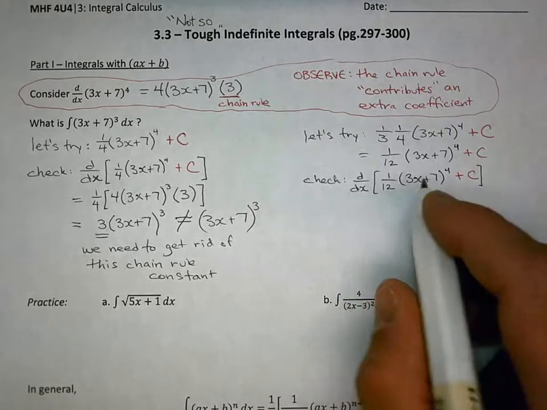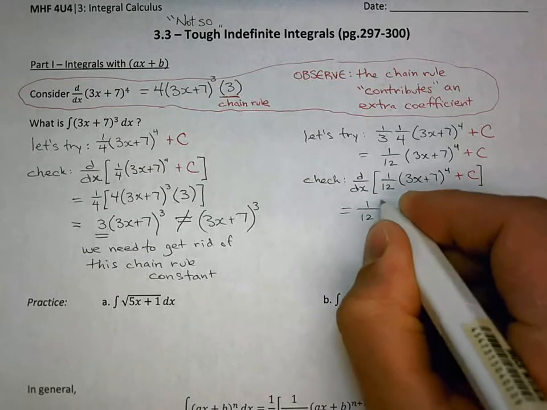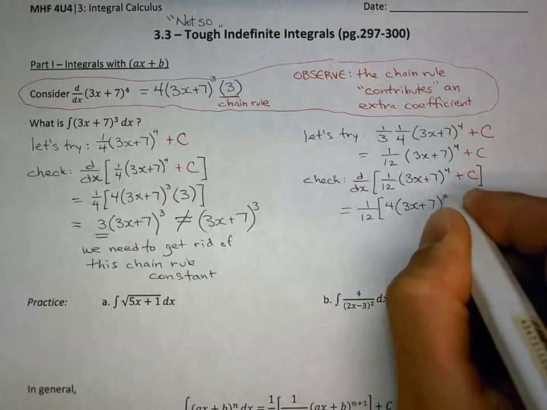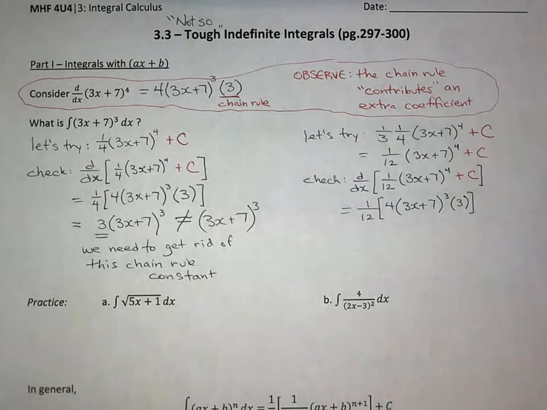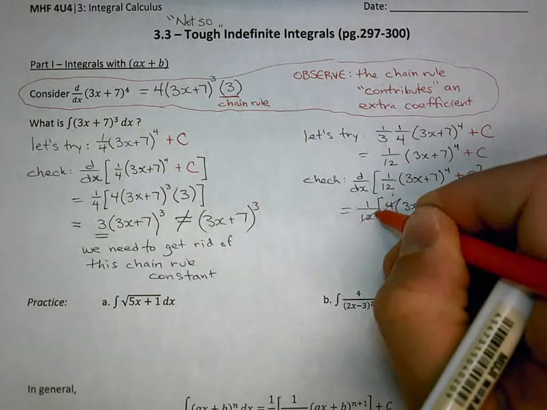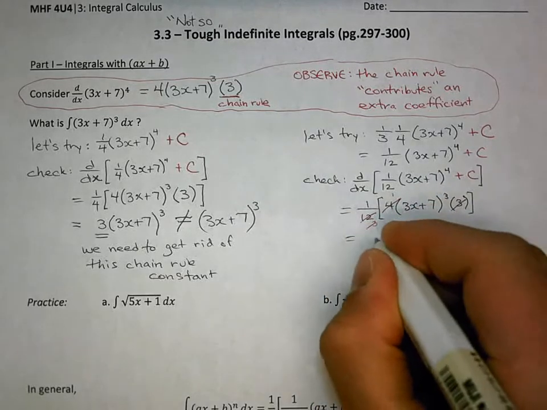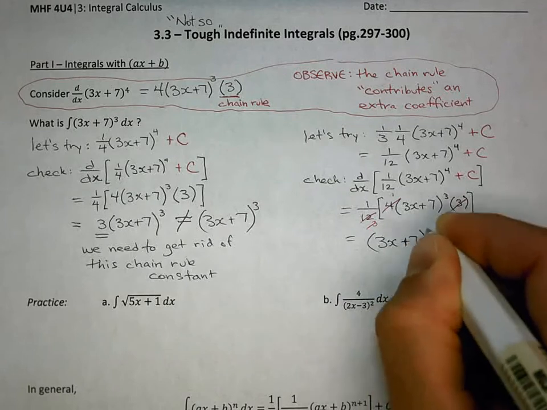Okay, to check, I have to find the derivative of that expression. Let's find the derivative of it. The 1/12 I'm going to ignore. The derivative here is going to be 4 times (3x plus 7) to the power of 3. Don't forget that times 3, that's the chain rule. And now some things cancel out. 4 goes into itself once, it goes into 12 3 times. Then the 3's cancel out. So I'm left with (3x plus 7) to the power of 3.